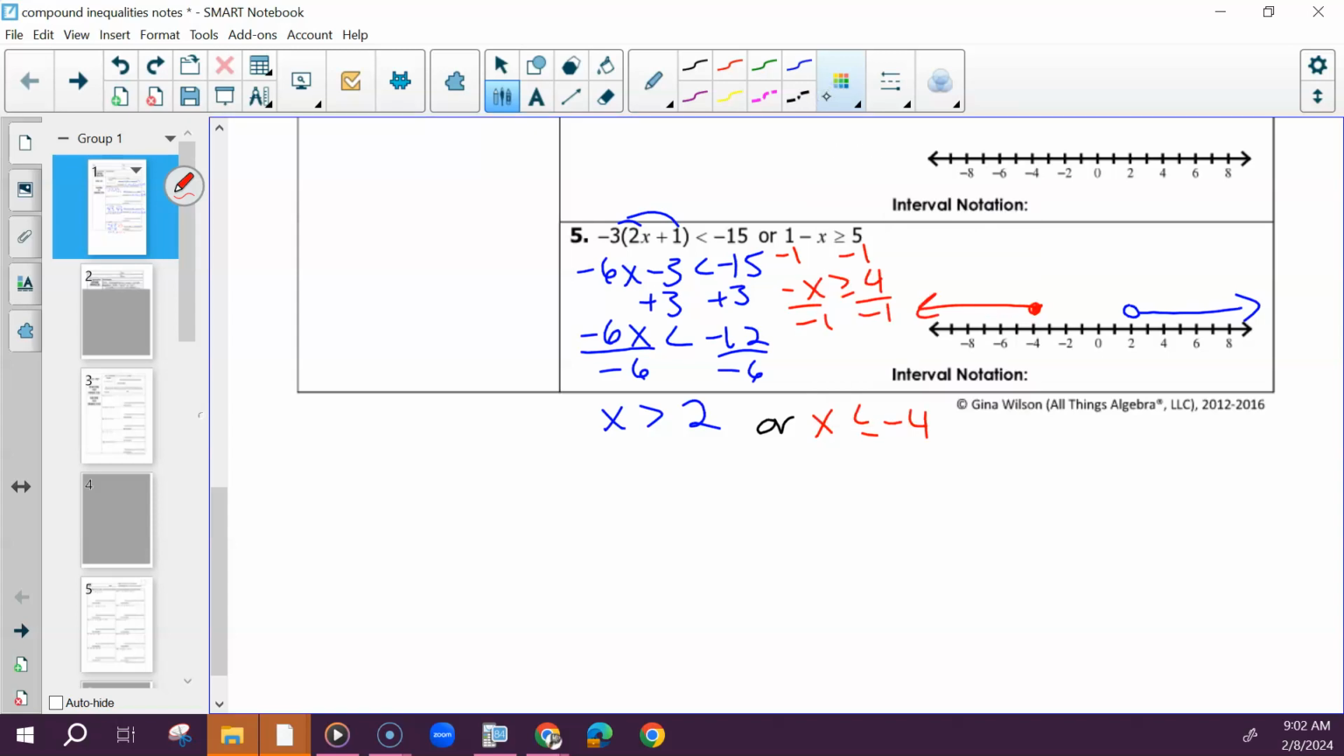That interval notation starts at negative infinity, goes to -4. Would that be parenthesis or bracket? Bracket. And then or 2 would be parenthesis or bracket. Do we have any questions on how to solve the OR inequalities?